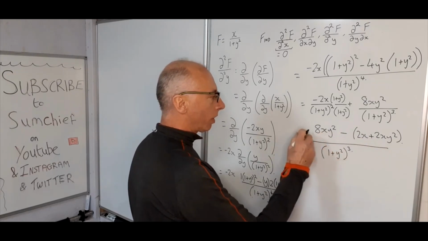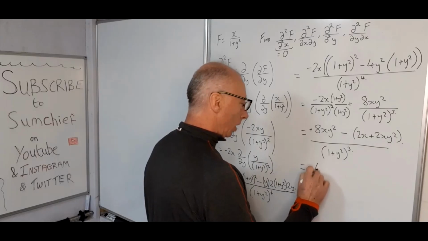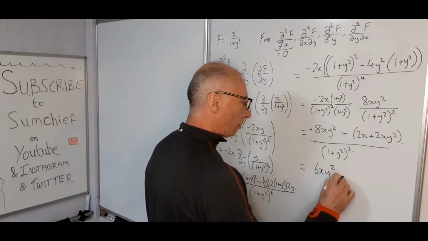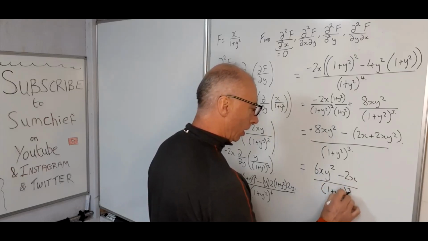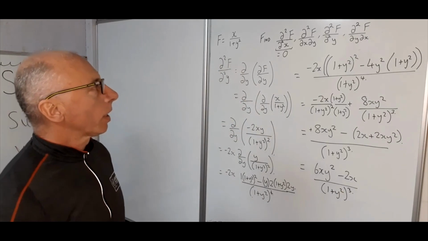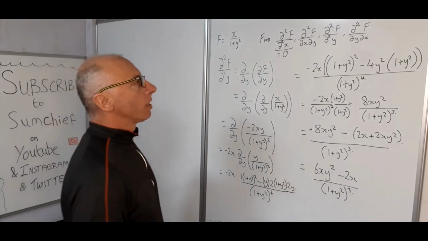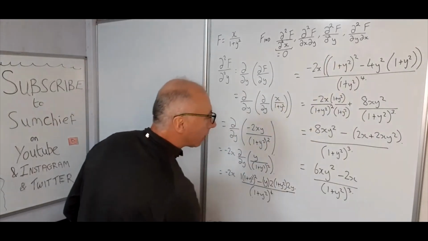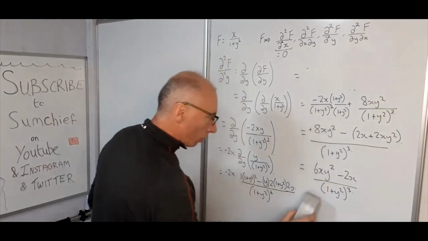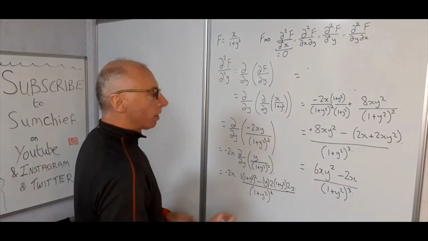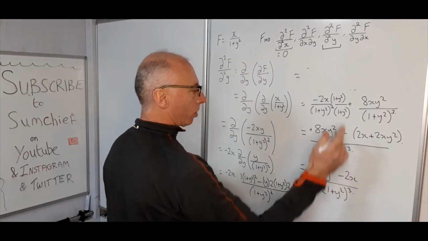And we've got a positive, let's just put a positive there. A positive 8xy squared. So that then becomes 6xy squared minus 2x over 1 plus y squared cubed. There we go, that's our partial derivative for this one taken care of. So let's just see if we can fit that in up there. So I'm just going to rub this out a little bit now, and I'm going to write our answer in here. So for this one, we've got 6xy squared minus 2x.